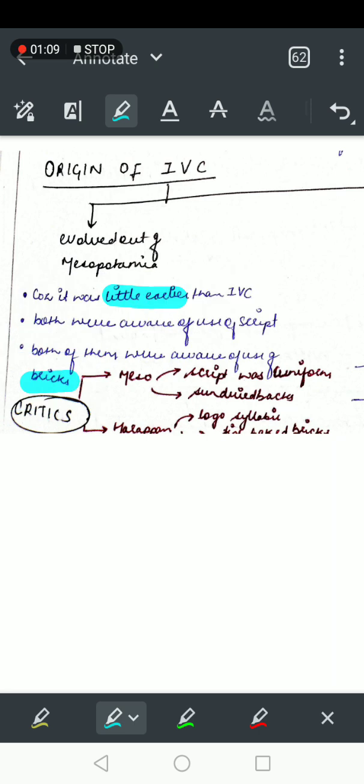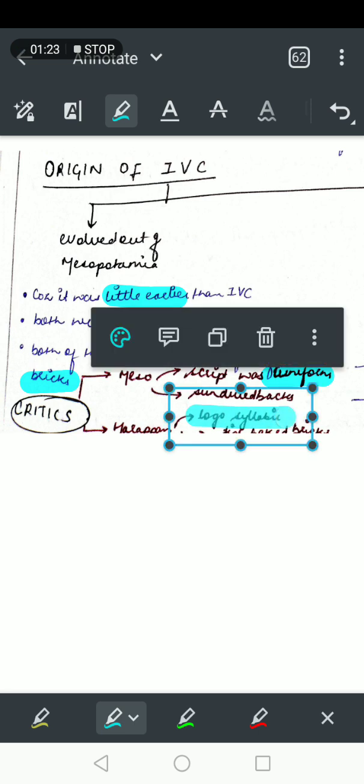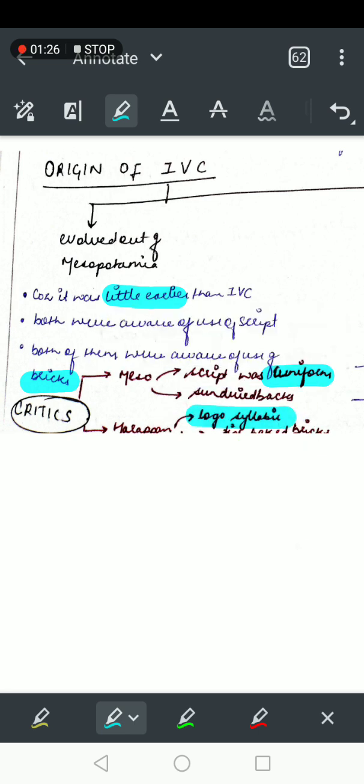Now, critics say that the Mesopotamian civilization, although they used a script, that script was cuneiform. And if we talk about the script of the Harappan civilization or the Indus Valley civilization, it was logosyllabic. And if we talk about the bricks, the Mesopotamian civilization used sun-dried bricks, and the Harappan civilization used fire-baked bricks.